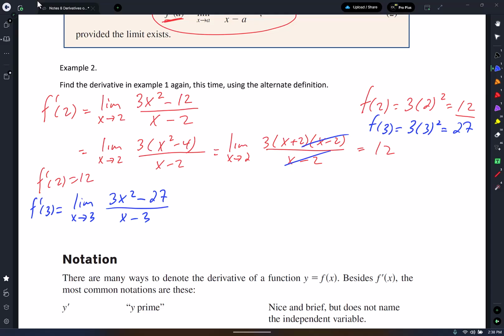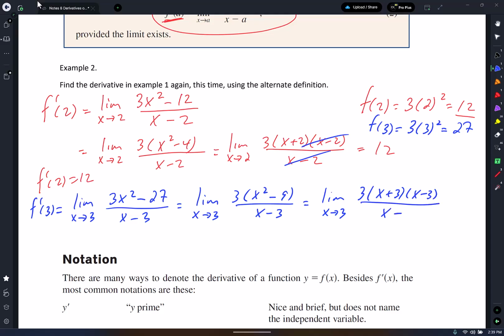I'm going to factor out a 3 in the numerator. Limit as x approaches 3, here's my 3 factored out, x squared minus 9, over x minus 3. Again, I'm going to do the difference of squares with x squared minus 9. Limit as x approaches 3 of 3 times (x plus 3)(x minus 3), all over x minus 3.